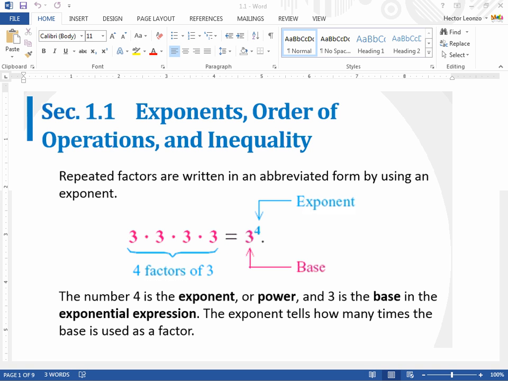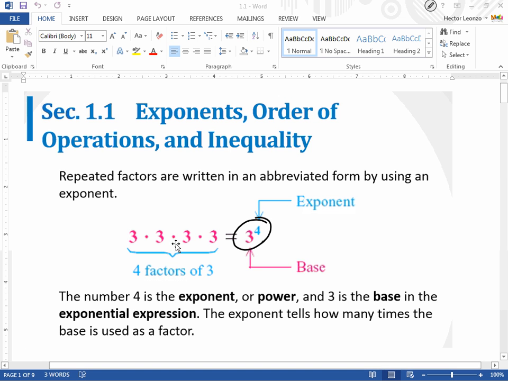Section 1.1 talks about exponents, and what exponents in reality mean are repeated multiplication. So let me focus right here on 3 to the fourth. The 3, the bigger number, is what we call the base, which is the number that is going to keep on being repeated. And then the little 4, that's what we call the exponent, or sometimes people call it the power.